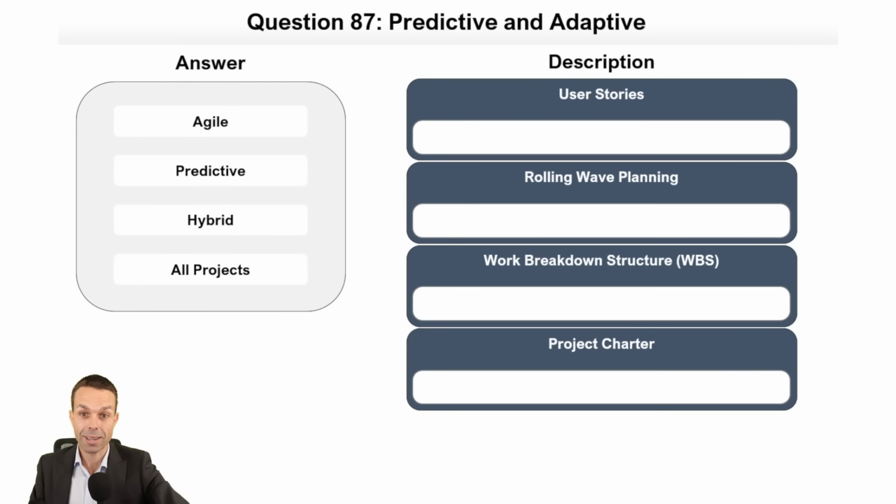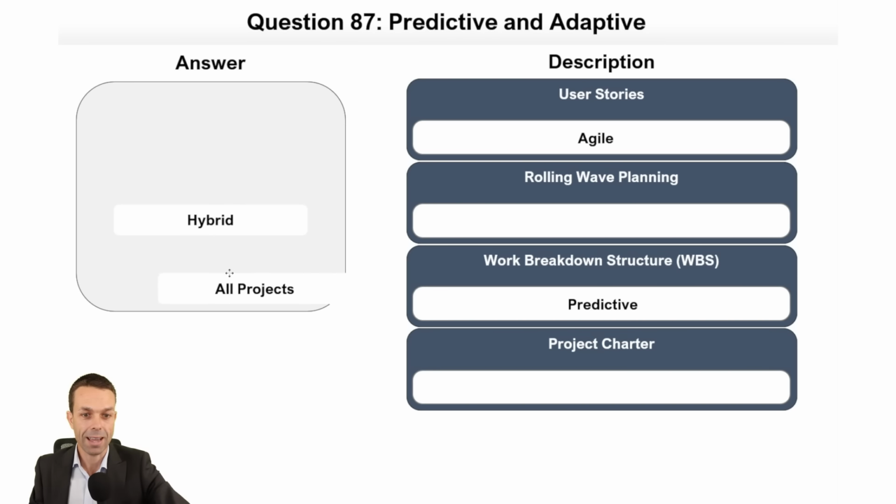All right, predictive and adaptive. This is good. I love this. Great sequence of questions, this one. Agile has user stories. Work breakdown structure, that's going to be predictive. Project charter. Every project has a project charter. So we can kick off a project, whether it's Agile or Waterfall or predictive. It still needs that project charter to get access to the resources.